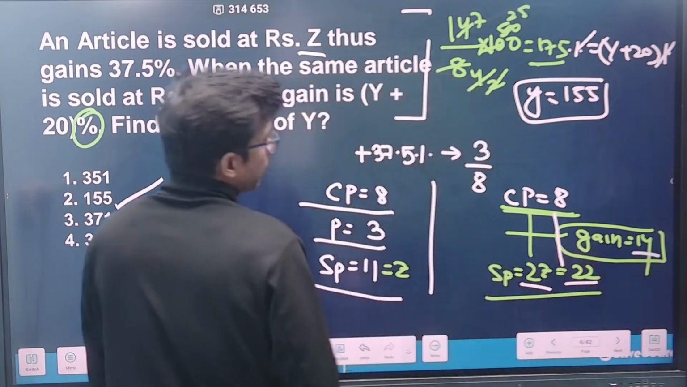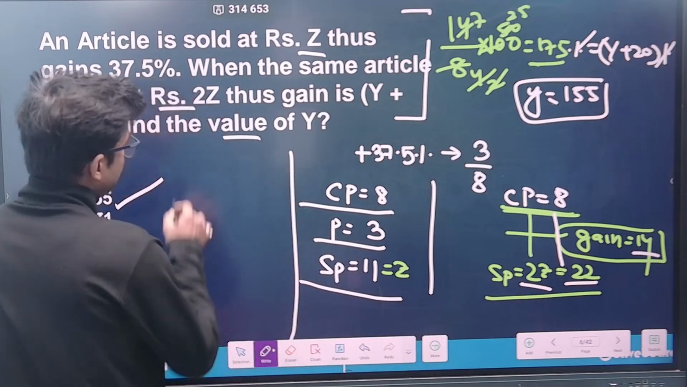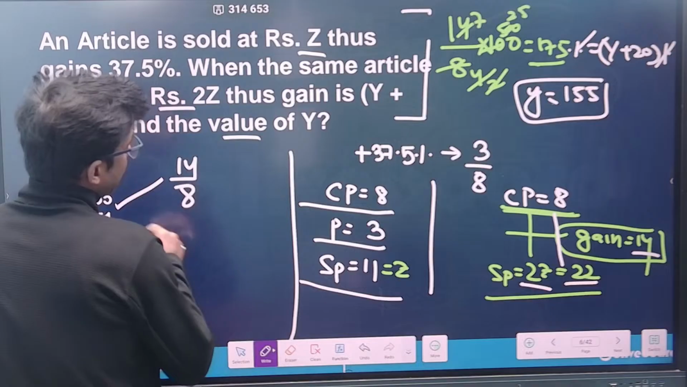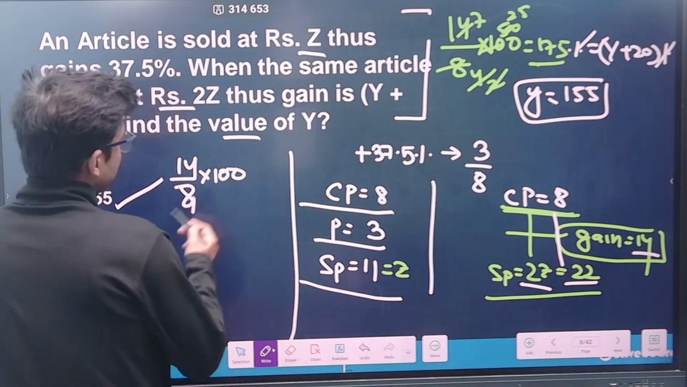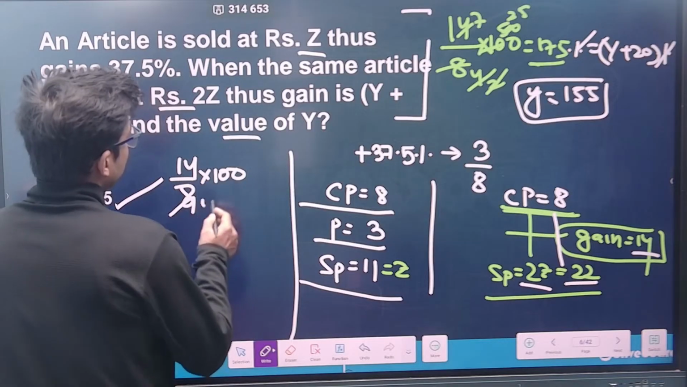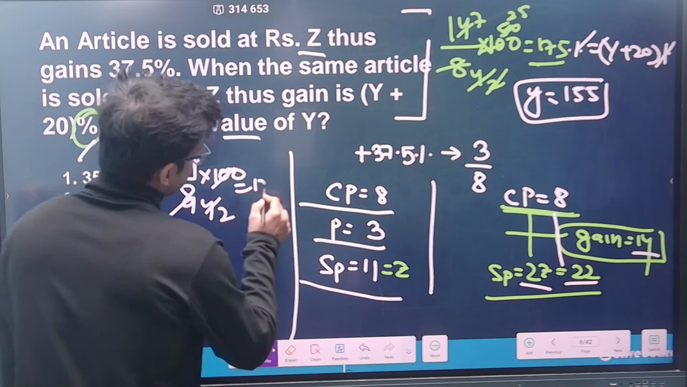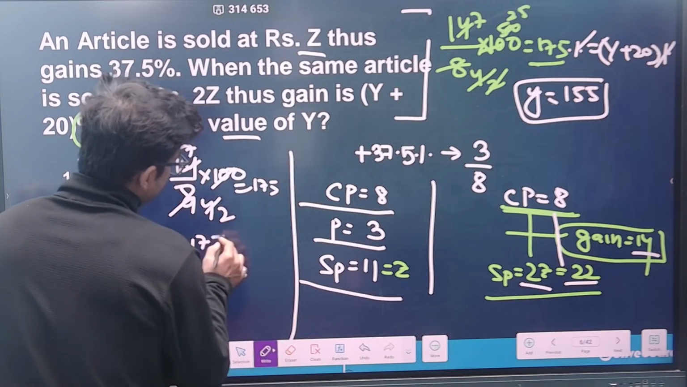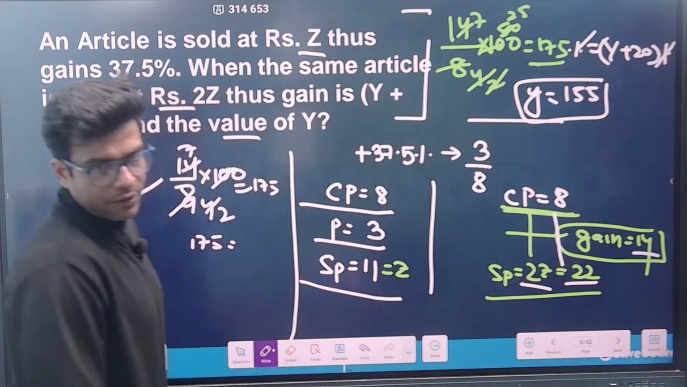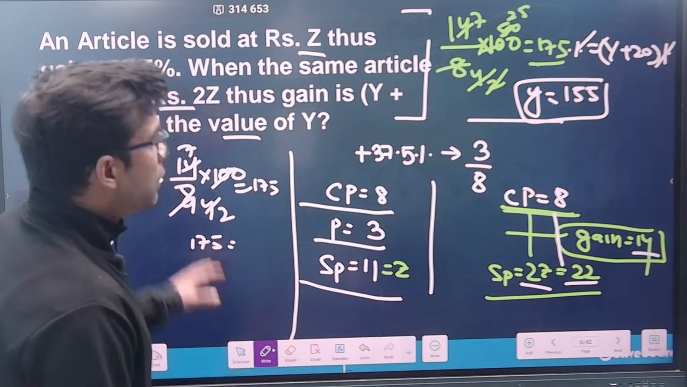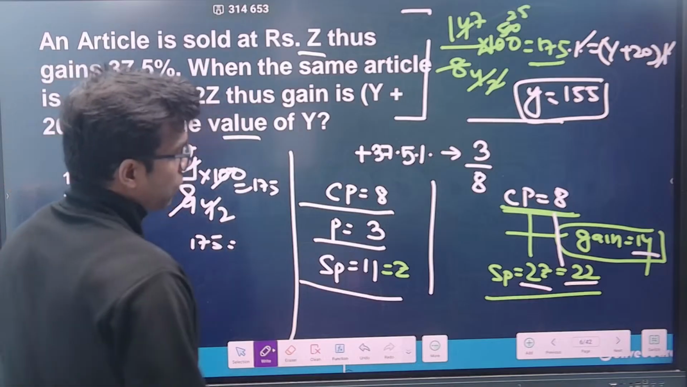But my point is that they're asking something in percentages. So 14 is what percent of 8, multiplied by 100. Simply you can say this will go like 4 times, this will go like 7 times, this will go like 2 times, and you will get 175. So 175 would be equal to y plus 20 and the value of y would be 155. I hope this is clear to all of you. A very good question. You need to understand how the ratio is applied. Let's go for the next question.